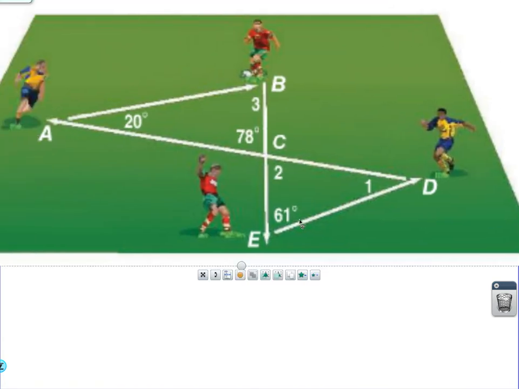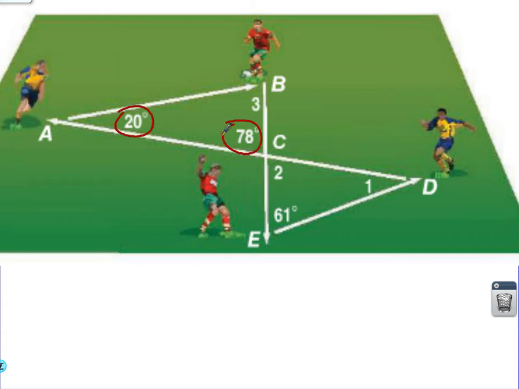There we go. That looks better. We're given that this is a 20-degree angle. This is a 78-degree angle. Kyle, use your calculator there and find out what angle 3 is equal to. The three angles of a triangle will always add up to 180 degrees.